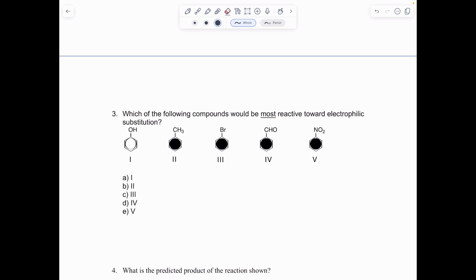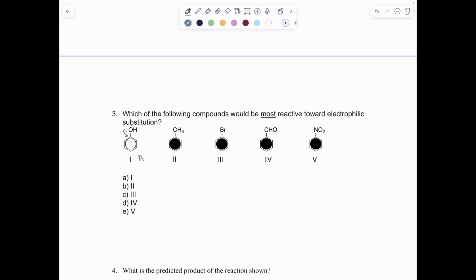So question 3 says, which of the following compounds would be most reactive toward electrophilic substitution? So let's try to identify which of these are activating and deactivating groups. So option 1 is oxygen. We know that oxygen has 2 lone pairs, and these lone pairs are capable of resonating into the ring. Those are going to add electron density to the ring, which means that these are activating. So I'm going to put a little A here for activating.